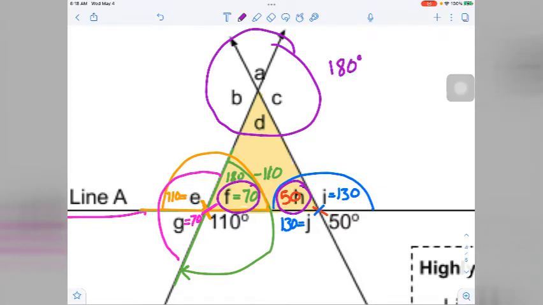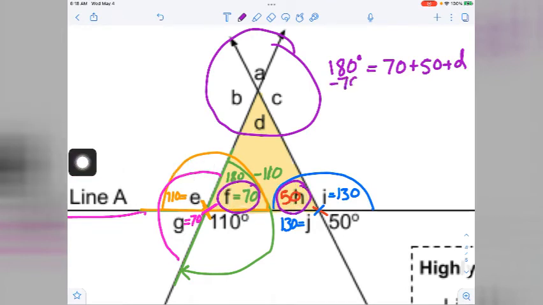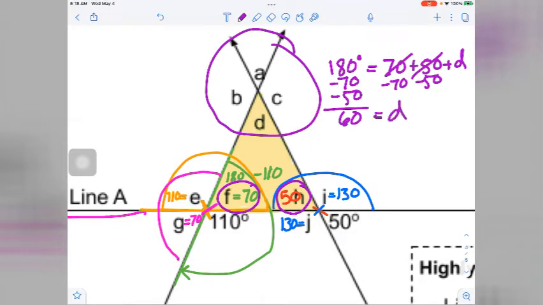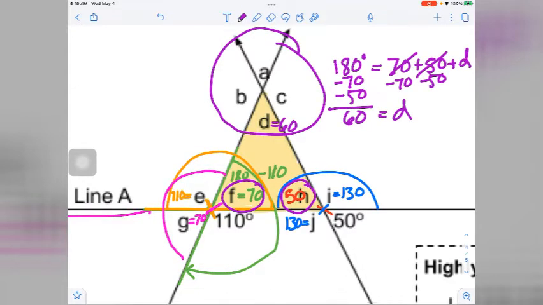So I would just do 180 degrees equals 70 plus 50 plus D, right? And in order to get D by itself, I basically have to take 180 and take 50 and 70 away. So I'm going to subtract 70 and subtract 50, and I only have 60 left. So when I take these away, minus 70 and minus 50 from this side, I only have D left. So D has to be 60. So D is equal to 60.